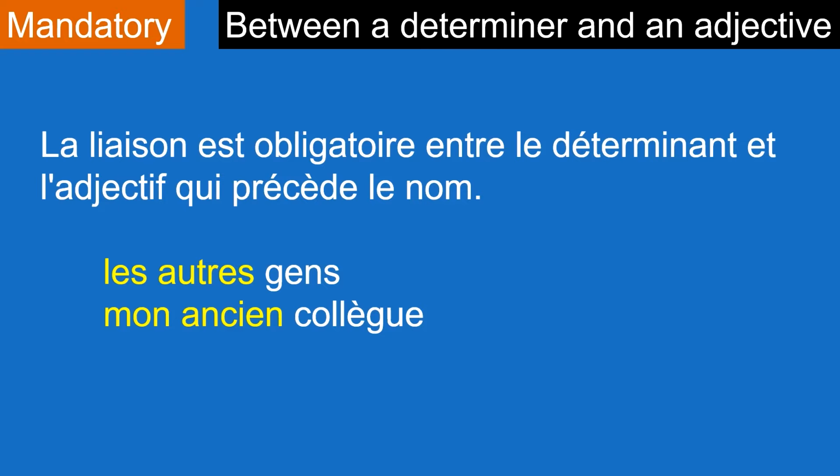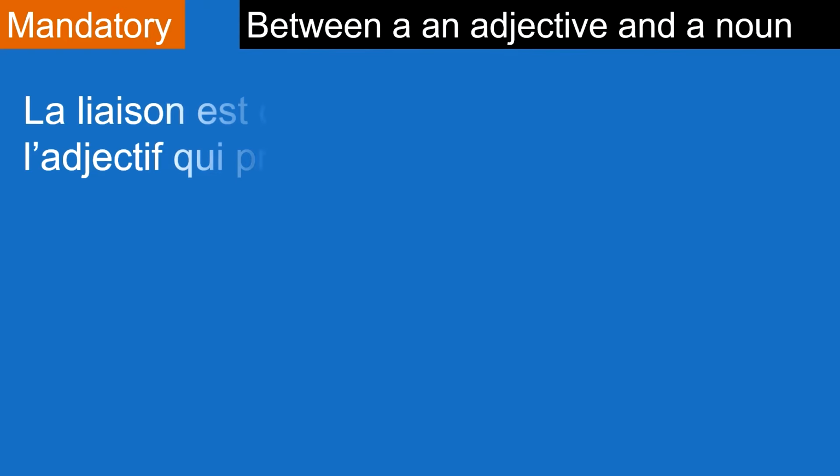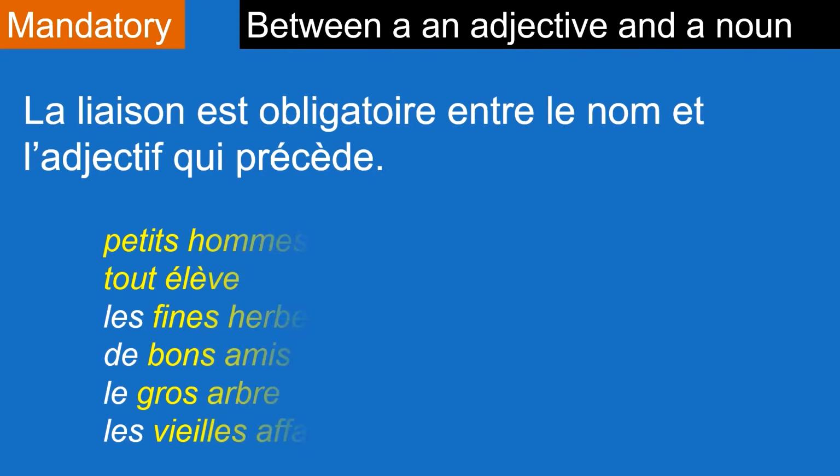It is also mandatory to make la liaison between a determiner and an adjective. For example, les autres gens, the other people. Mon ancien collègue, my old coworker. Between an adjective and the noun that follows it. Petits hommes. Tout élève. Les fines herbes. De bons amis. Le gros arbre. Les vieilles affaires.